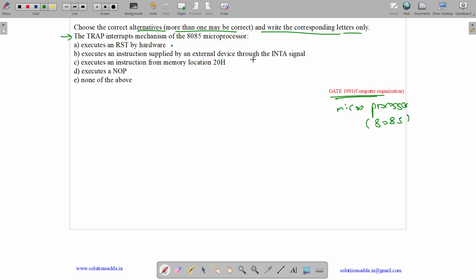The trap interrupts mechanism of the 8085 microprocessor executes the RST by hardware, executes an instruction supplied by the external device through the INTA signal, executes an instruction from the memory location 20H, executes a NOP, and none of the above.